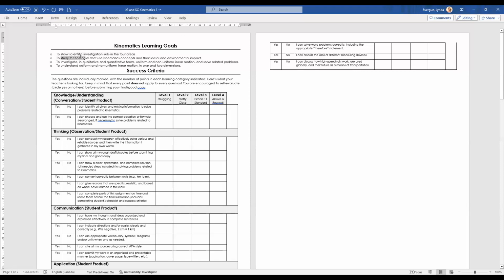Some technologies involve kinematic concepts. We are dealing with linear motion, uniform and non-uniform. Uniform means along a straight line with constant speed. So think about an empty highway. Nobody's around, you're driving, no turns, no changing speed. So it's uniform. Non-uniform is when an object changes speed, speeding up or slowing down, or changes direction. Whenever an object changes direction, we deal with acceleration.